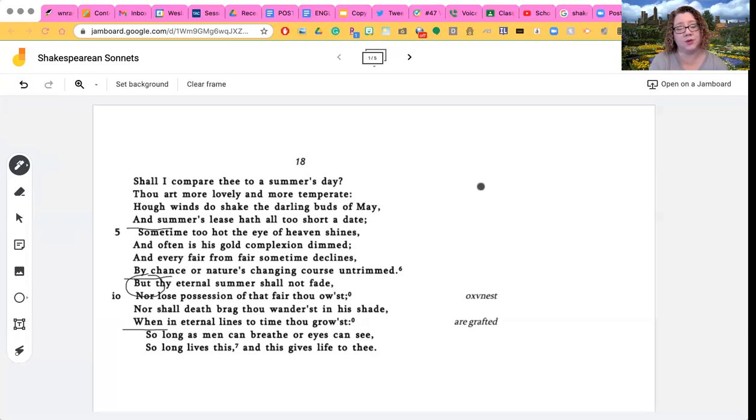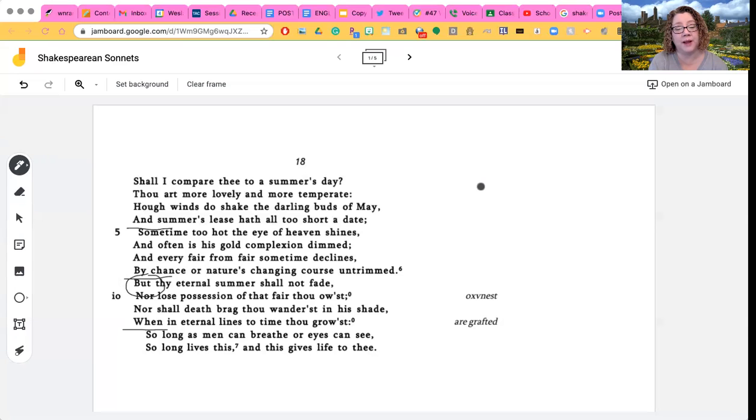Shall I compare thee to a summer's day? Thou art more lovely and more temperate. Rough winds do shake the darling buds of May, and summer's lease hath all too short a date. Sometime too hot the eye of heaven shines, and often is his gold complexion dimmed, and every fair from fair sometime declines, by chance or nature's changing course untrimmed. But thy eternal summer shall not fade, nor lose possession of that fair thou ownest.